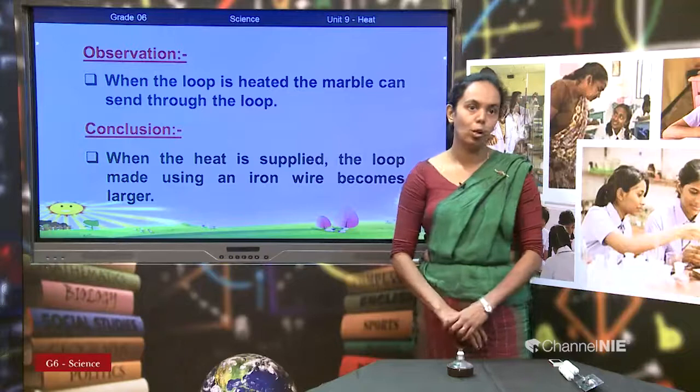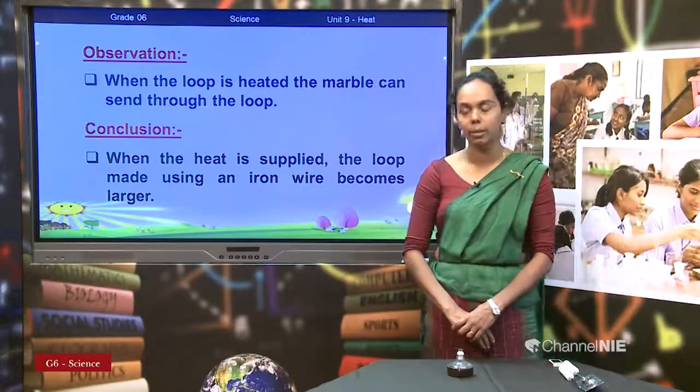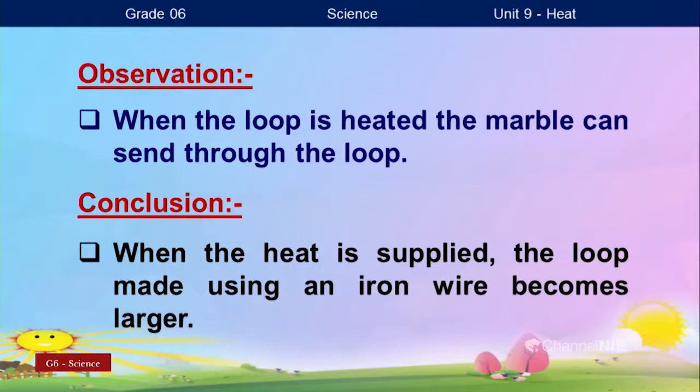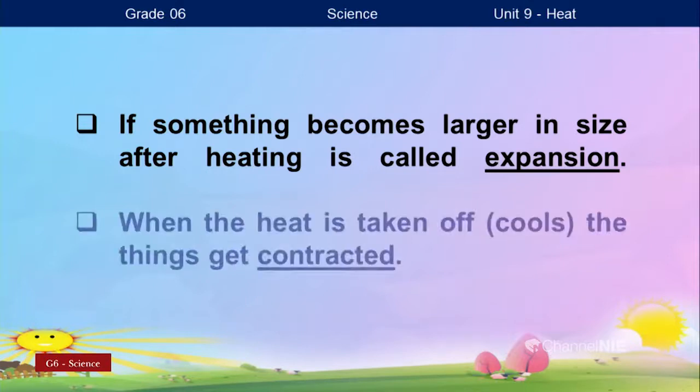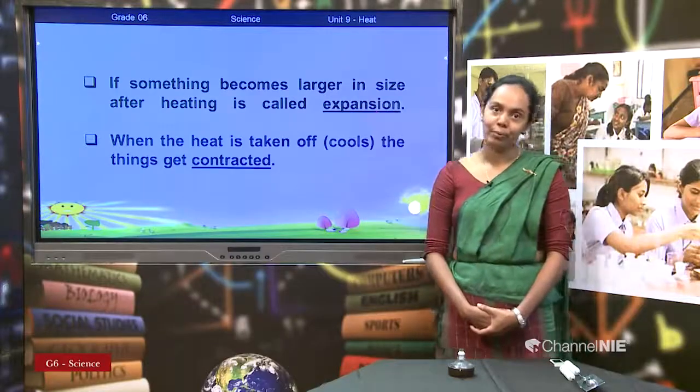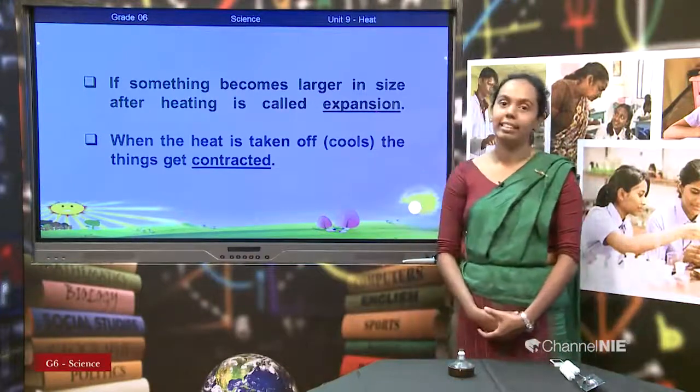Here you can see the observation when we are doing an experiment: the loop is heated, and the marble can be sent through the loop. And also we can come to a conclusion: when heat is supplied, the loop made using an iron wire becomes larger. Now we know that if something becomes larger in size after heating, it is called expansion. Then when this object releases the heat, that means it cools, again it is contracted. When the heat is taken off, that means it cools, things get contracted.